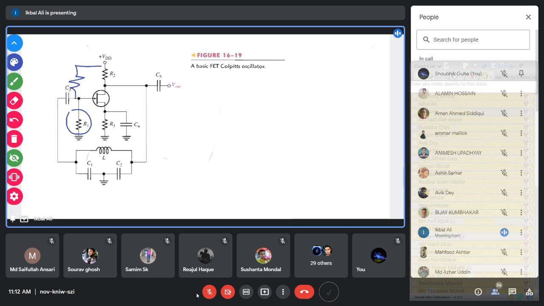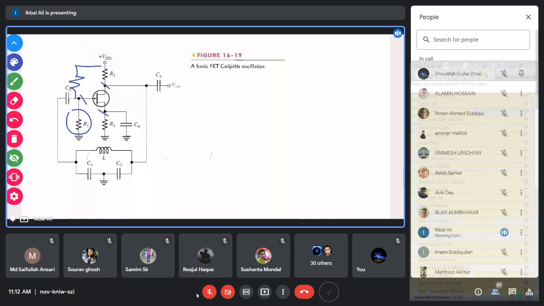You see that the FET is also a 3-terminal device. This is the gate, this is the drain, and this is the source, which is the equivalent of the base, collector and emitter. So FET is also a 3-terminal device with which you can make an amplifier. So you can design a Colpitts oscillator circuit with the help of FET, and this is the equivalent circuit.